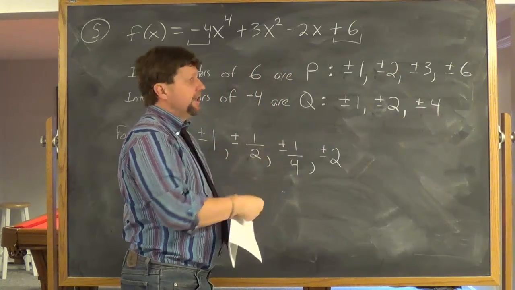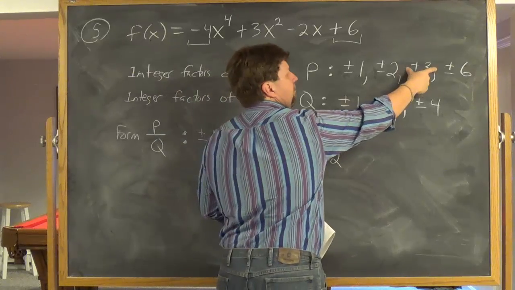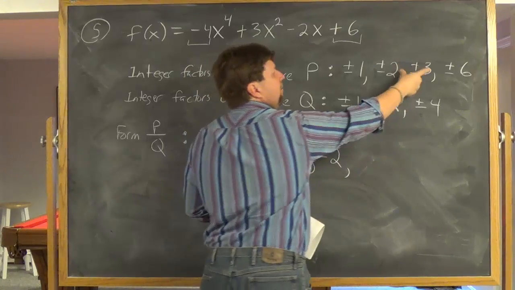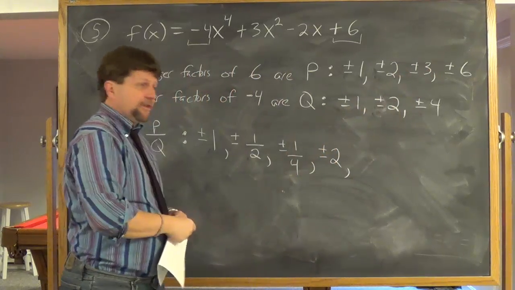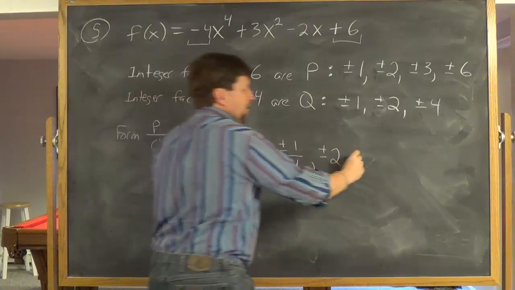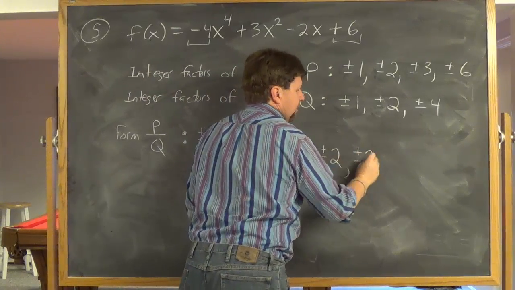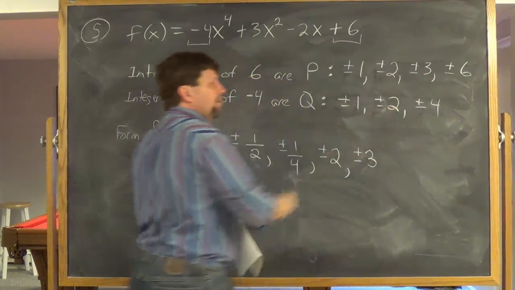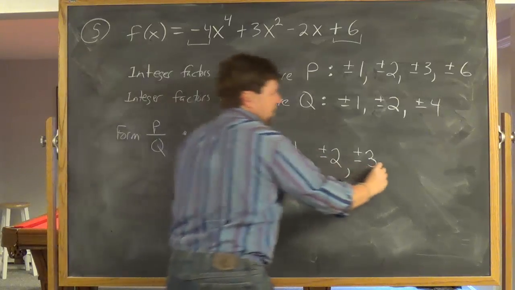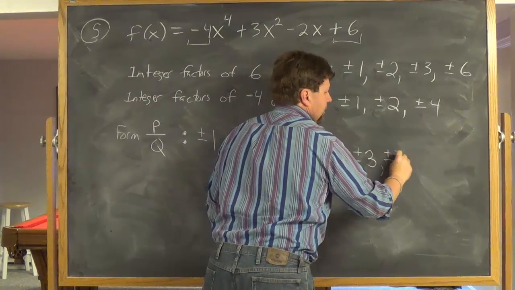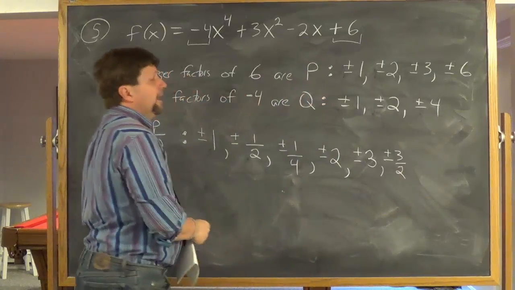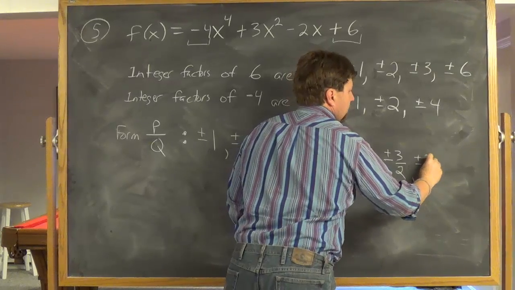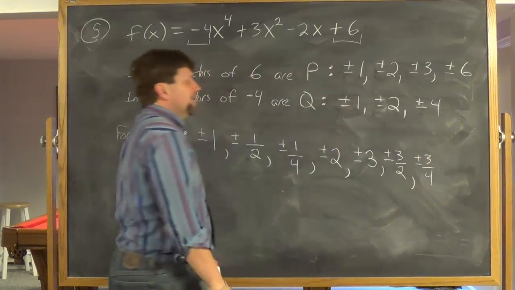So now it's time to move to the next value of p and do this over this, this over this, this over this. So to get started, plus or minus 3 over plus or minus 1. I don't have that listed, so I better put it in here, plus or minus 3. Then we have plus or minus 3 over plus or minus 2. Well, that's plus or minus 3 over 2. And then finally, plus or minus 3 over plus or minus 4 gives us plus or minus 3/4.